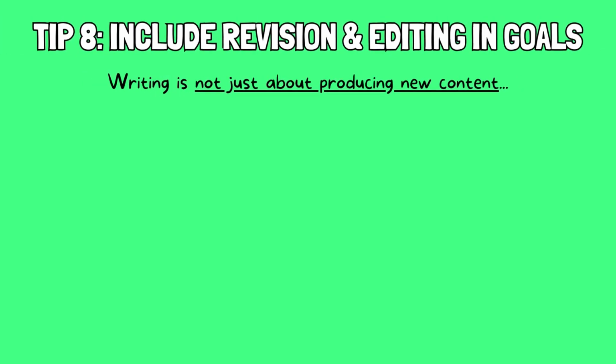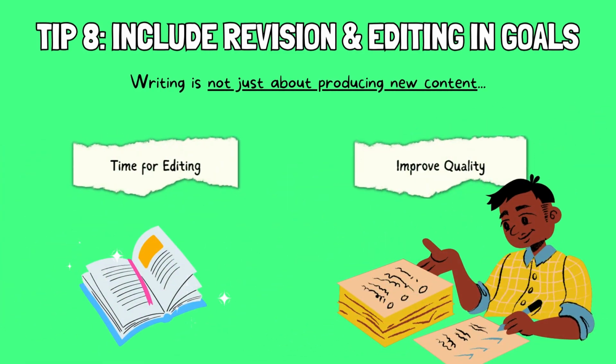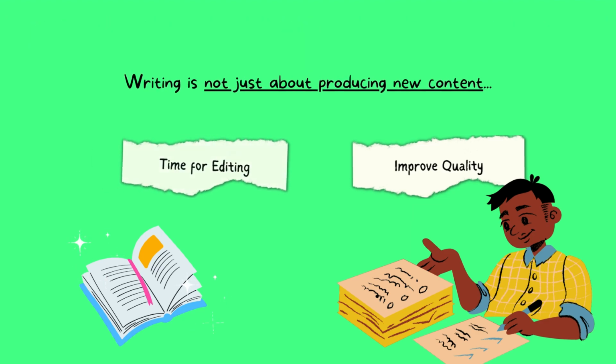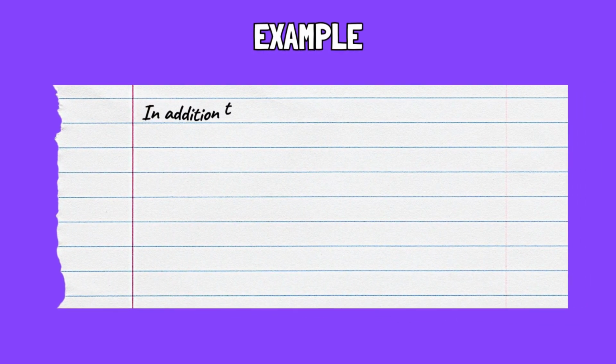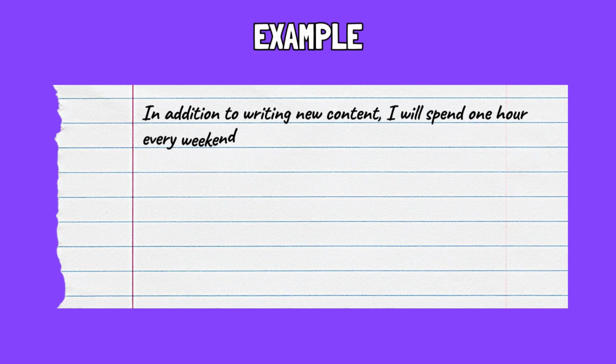Tip 8. Include revision and editing in goals. Writing is not just about producing new content. Allocate time for revising and editing your work. This ensures the quality of your writing improves over time. For example, in addition to writing new content, I will spend 1 hour every weekend revising and editing my previous week's work. This will ensure that I refine and improve the quality of my writing.